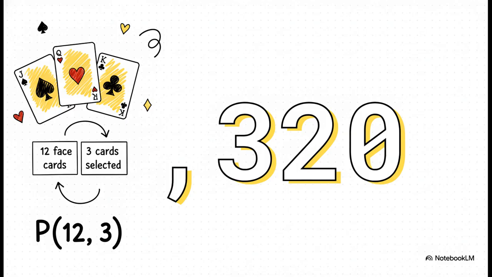So there are 12 face cards in a deck. And because the order we deal them matters, getting a king, then queen, then jack, is different from getting a jack, then queen, then king, we have to use something called a permutation. The calculation for that, 12P3, gives us 1,320 possible ways to get 3 face cards. Okay, so far, so good.